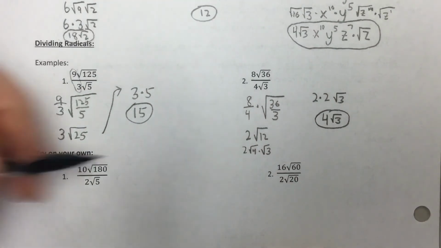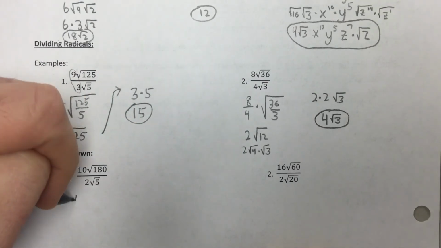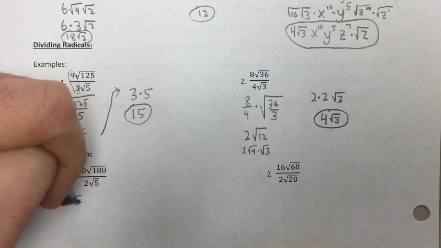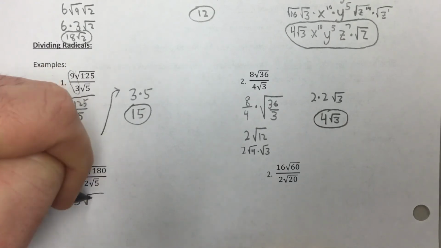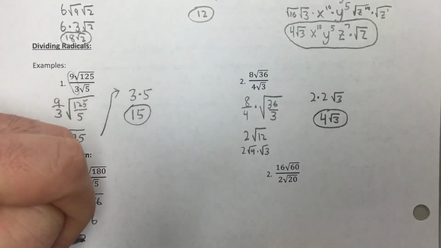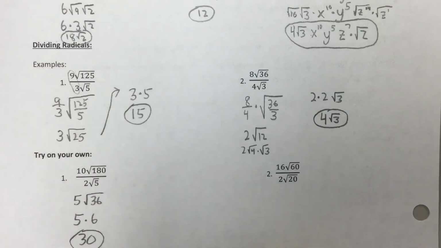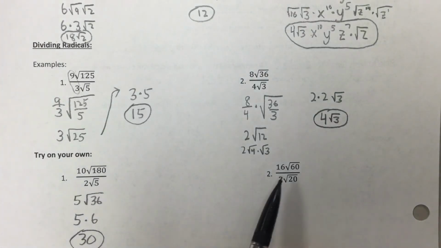All right, try these two on your own. Again, I'm going to do 10 divided by 2 is 5. And then 180 divided by 5 is 36. So I'd have the square root of 36. And that happens to be 6, so I end up with 30.